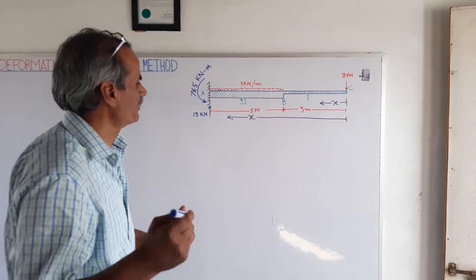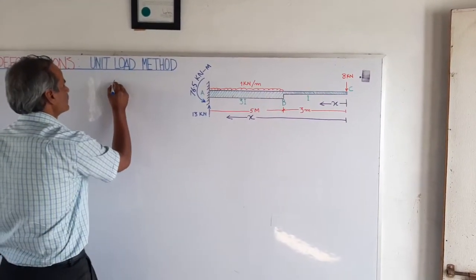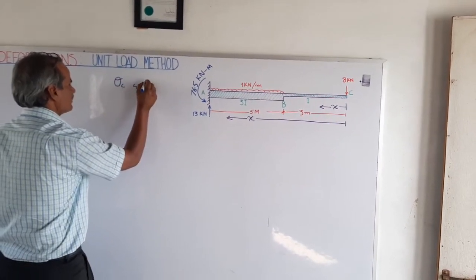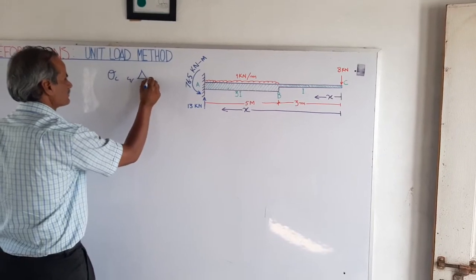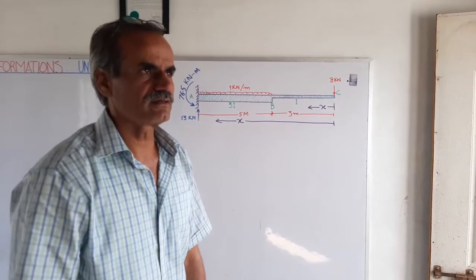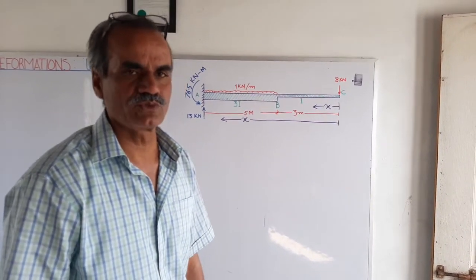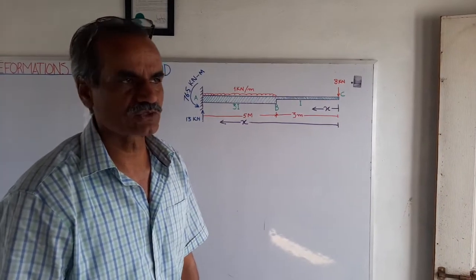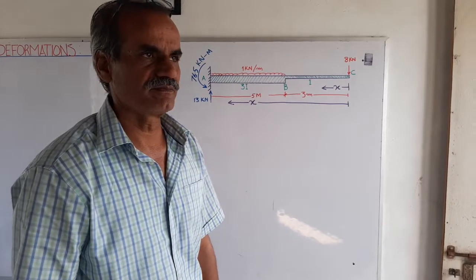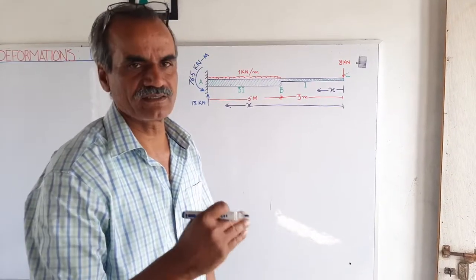The requirement given over here is that we want to find out the rotation at C and the deflection at C, that is at the free end. Normally, the free end in case of cantilever beams is prone to more deformations, so being the critical point, mostly the requirement is to find out the deflection and rotation at the free end.